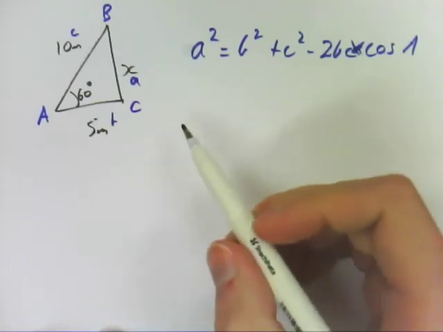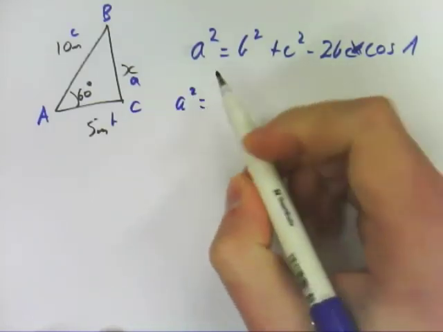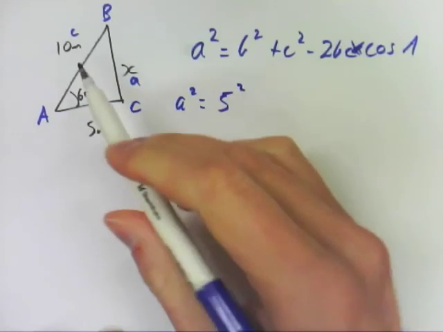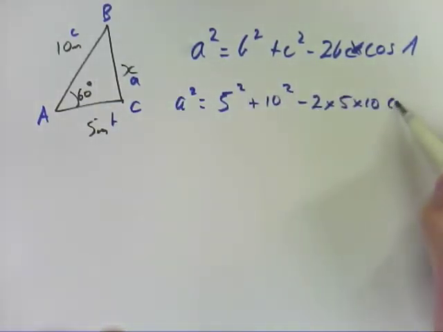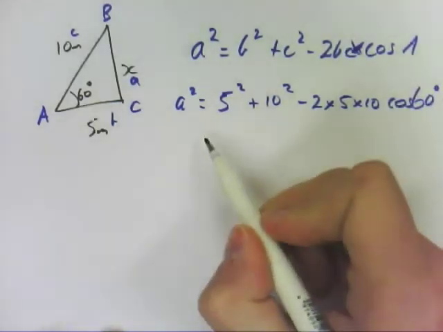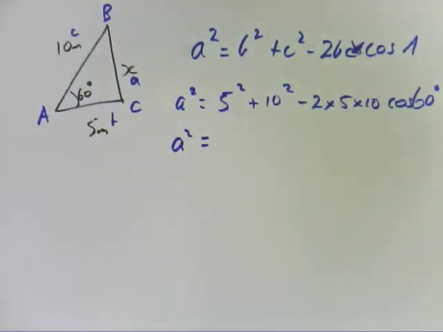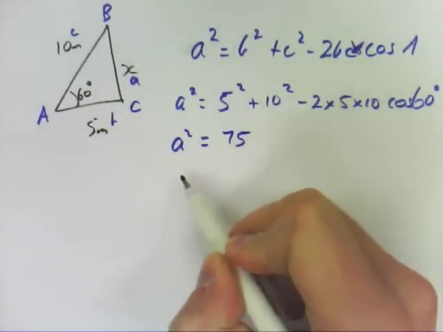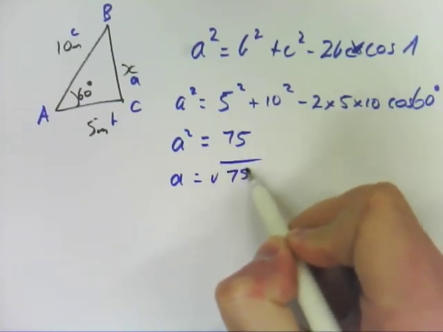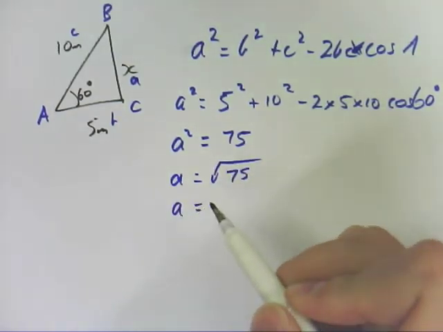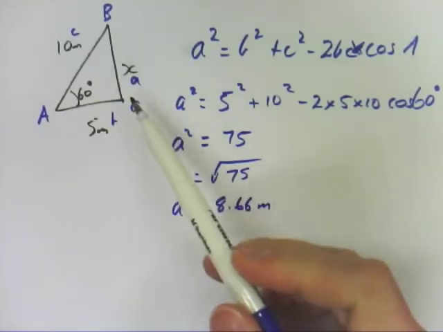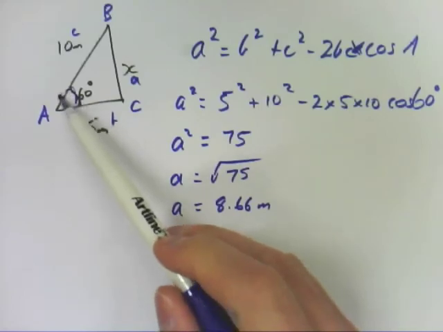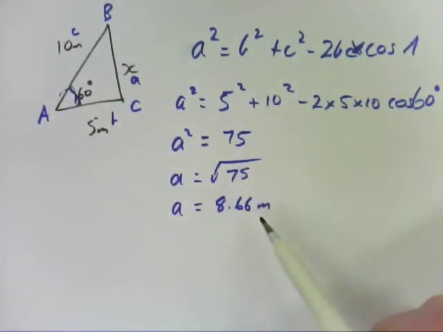Then we just substitute things in. So a squared equals 5 squared plus 10 squared minus 2 times 5 times 10 times cos 60. If we plug that into our calculator, we'll come out with an answer. a squared equals 75, so a must equal the square root of 75. So a is 8.66 meters. So if we have the two sides and the included angle, that missing length is 8.66 meters.